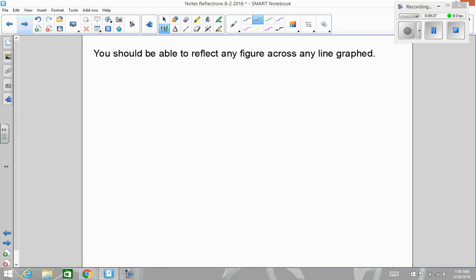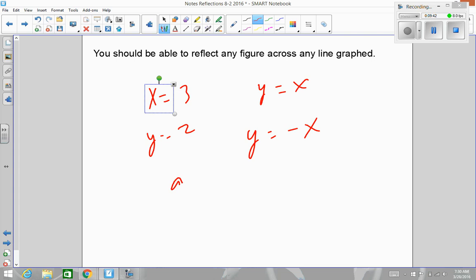And finally, you should be able to reflect any figure across any line that is graphed. I especially want you to be able to do the lines x = 3 and y = -2, y = x, y = -x, and of course the axes. Be able to reflect across any of these kinds of lines.